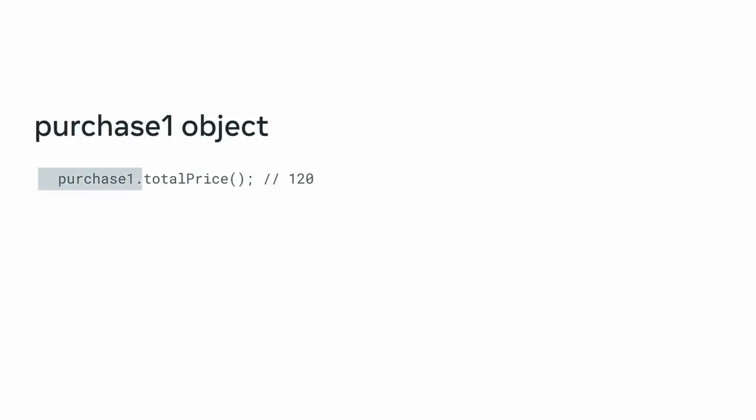Now that the purchase1 object is created, you access the total price method on the purchase1 object using the dot notation. Then you invoke the total price method, which works with data inside the purchase1 object and returns the result of 120. In fact, you can access any data that the purchase1 object has. For example, using the dot notation, you can access the shoes price data and the state tax data.